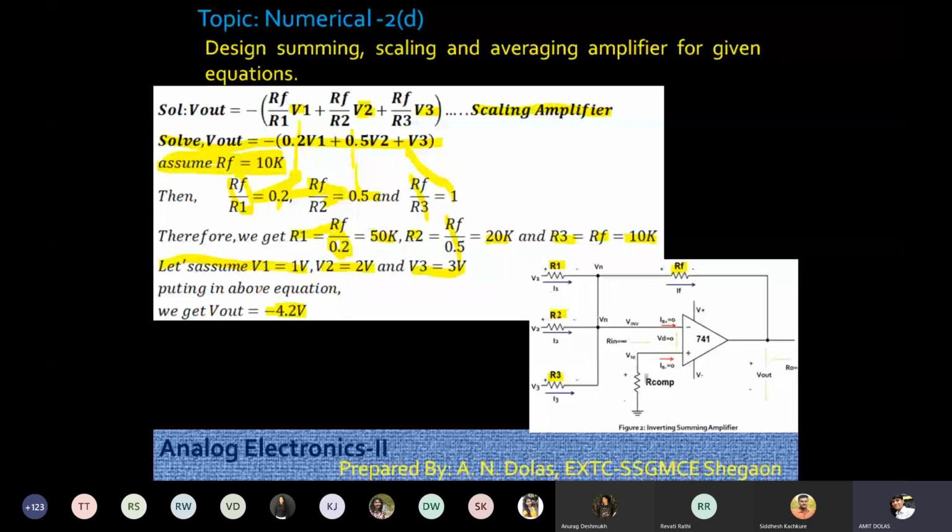And I have not mentioned in the earlier example also, RComp. RComp will be the parallel combination of all these resistances. That is, RComp will be R1 parallel to R2, parallel to R3, parallel to RF. Somebody from your end, please calculate this and tell me the value of RComp. R1 parallel to R2, parallel to R3, parallel to RF. Please calculate and give me the answer.